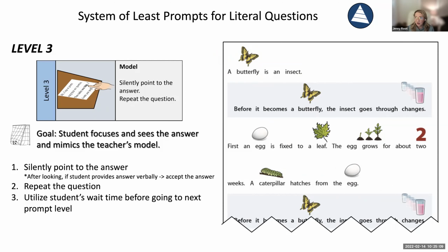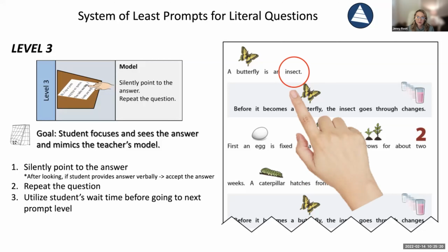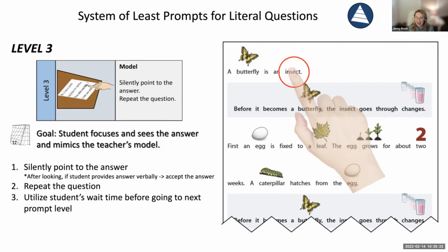Now we're moving on to a model. The goal of the model prompt is that the student is going to focus and see the answer and mimic the teacher's model. So pointing to the answer. Curtis, what type of living thing is a butterfly? I hope they're going to say insect. Okay, he's pointing to it. If needed, we can use hand over hand prompting.